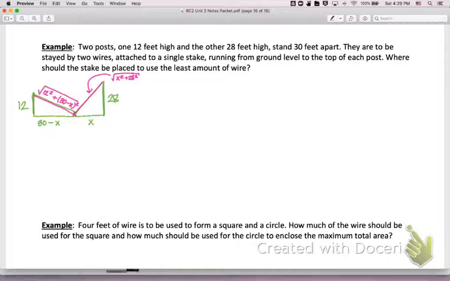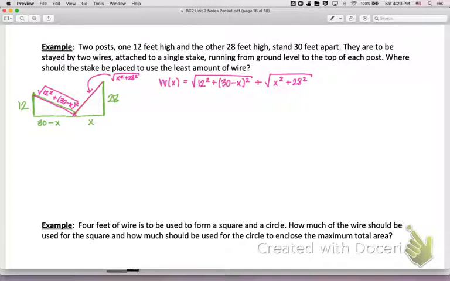So the function for the amount of wire, let's call it w of x, is going to be the sum of those two sides. So it's going to be the square root of 12 squared plus (30 minus x) squared plus the square root of x squared plus 28 squared.